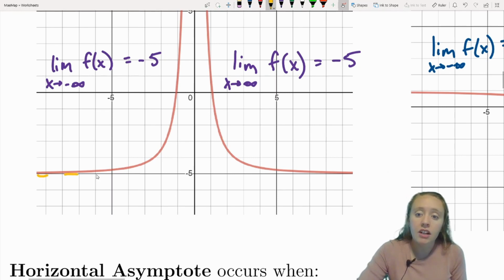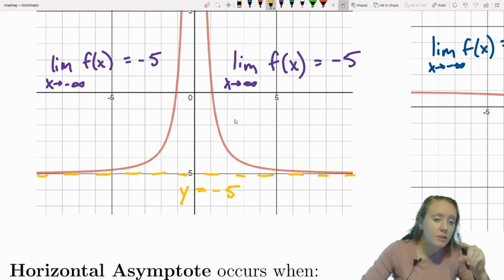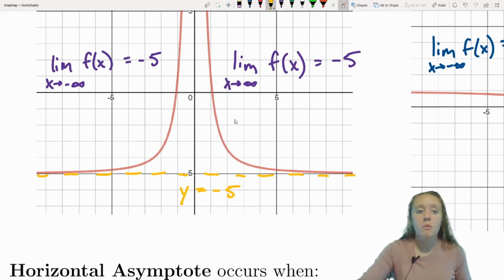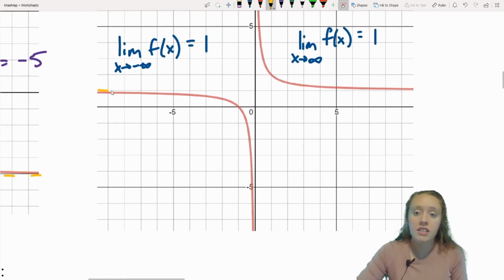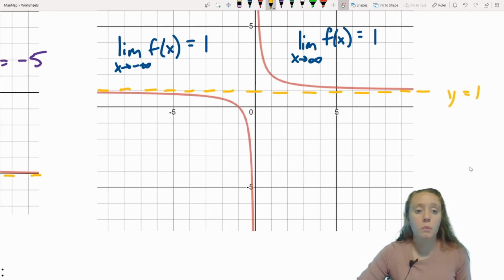You can see that in our first picture, the function continued to approach what? It continued to approach the line y equals -5, or f of x equals -5. That function goes close, almost hugging that line. Whereas in the other example, same deal. Those limits at infinity, when they're that finite value, that's what our horizontal asymptote is equal to. So in this case, it's y equals 1.